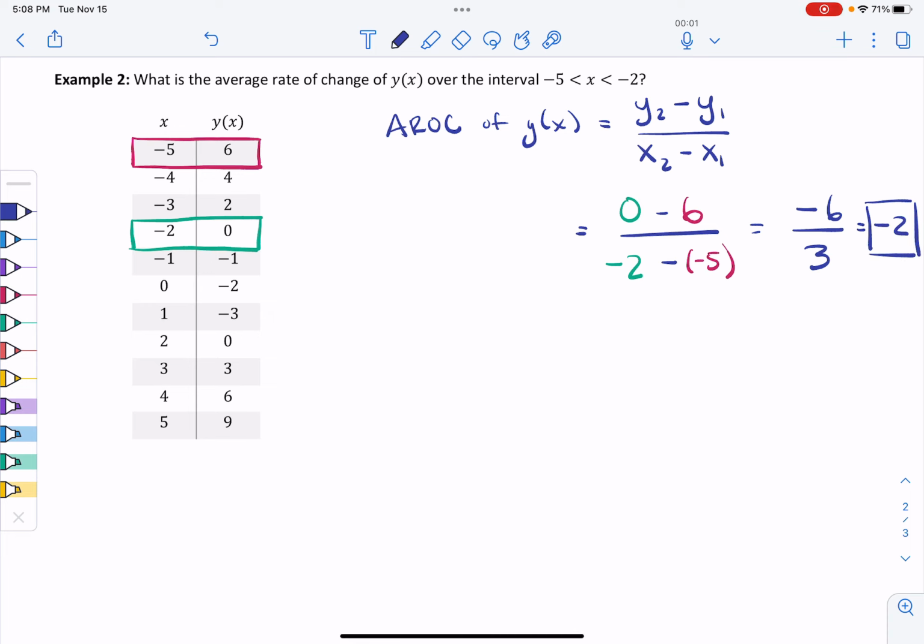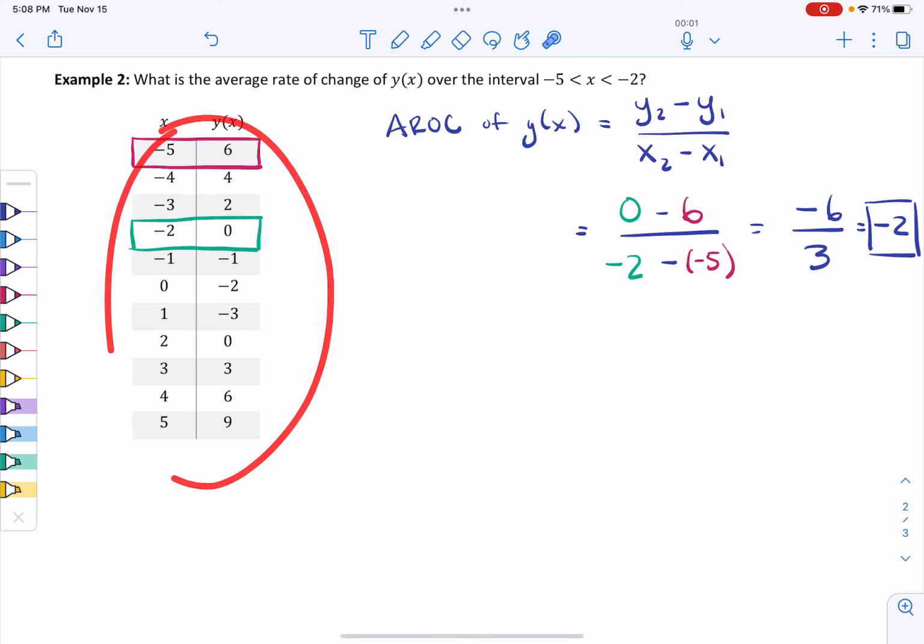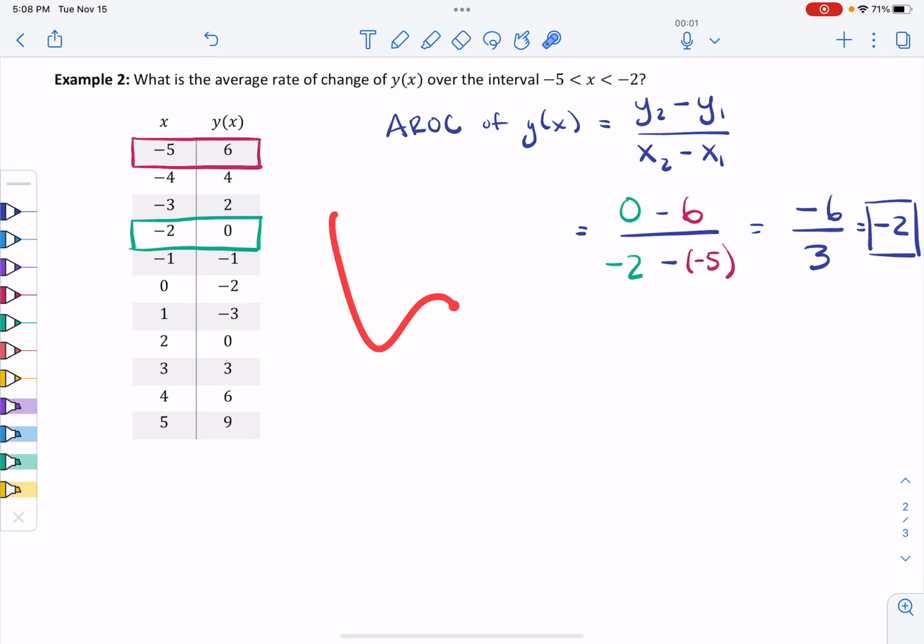So this means that this function, whatever this function looks like, if we were to plot these points, then we would end up with some function, who knows what it looks like, that has 2 points that connect, and the slope of that line is -2. All right. Let's see, I think I have another example here.